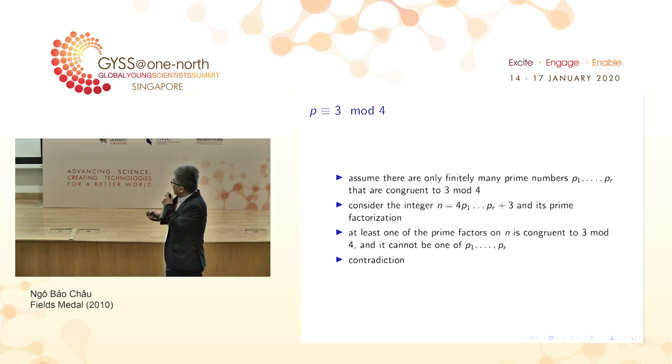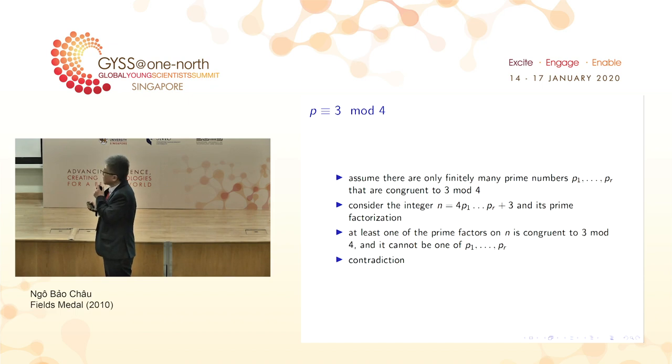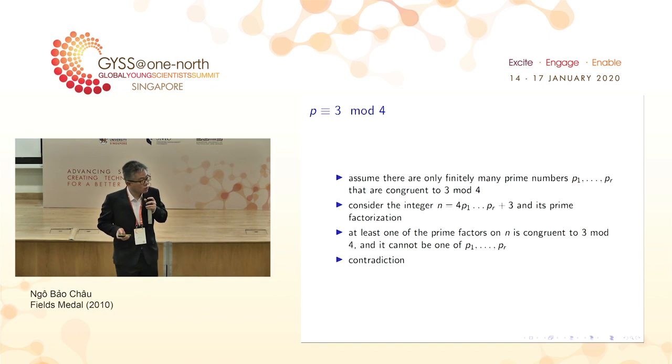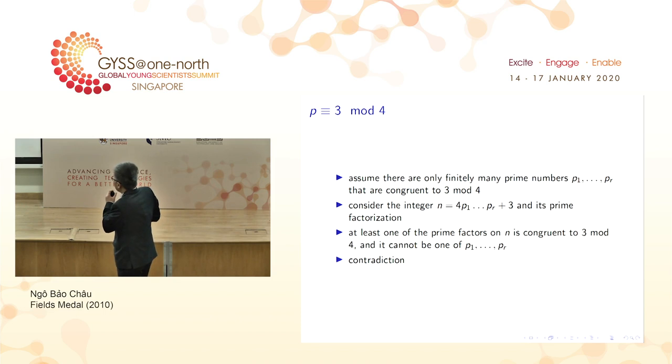So assume that there are only finitely many primes congruent to 3 mod 4. Let's list them: P1, P2, up to PR. And you want to construct a new one that is not in this list. So we do the same trick, but instead of doing just 4n plus 3 here, we produce a new number which is itself congruent to 3 mod 4. If it is a prime number, then you are done. This number is not in this list. I have to rule out 3 somewhere, so maybe there is a little gap here, but it's not very serious.